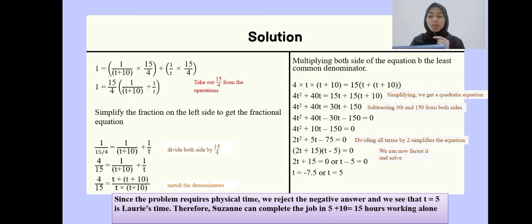Since the problem requires physical time, we reject the negative answer and we see that t is equal to 5 is the lowest time. Therefore, Suzanne can complete the job in 5 plus 10, which is equal to 15 hours working alone.